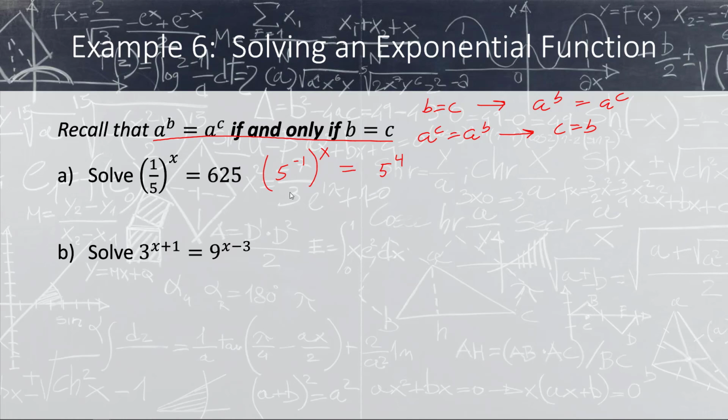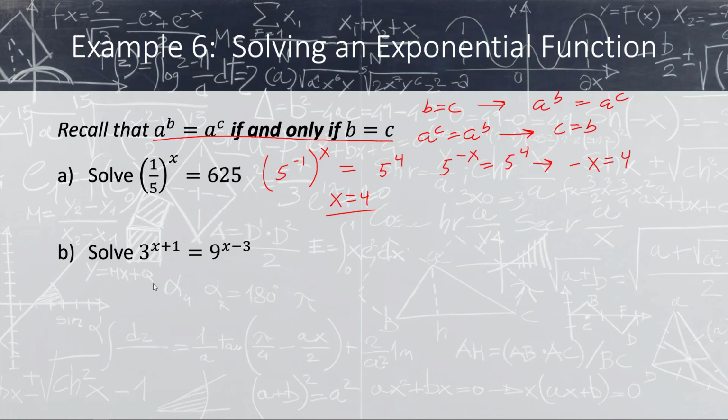Okay, are we there? Not quite, because we need to deal with this exponent, and we can use the power rule, and that will give us that 5 to the -x power is equal to 5 to the 4th power. Now we have common bases, and that will imply that -x is equal to 4. Solving for x, we have x is equal to -4, and that would be our solution to this equation.